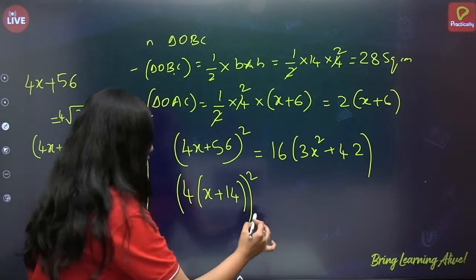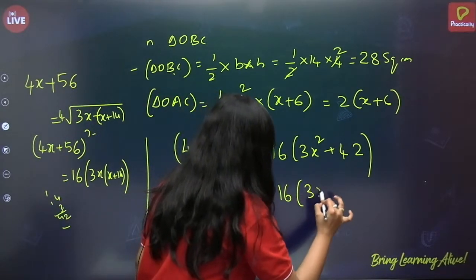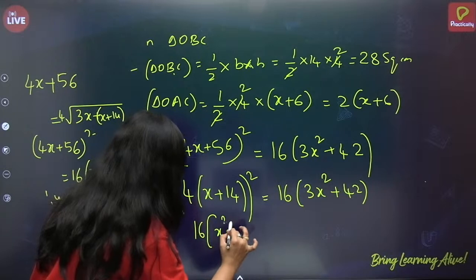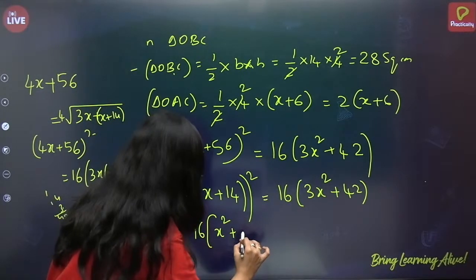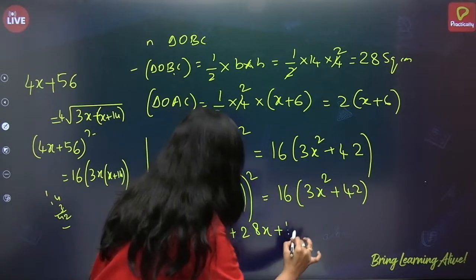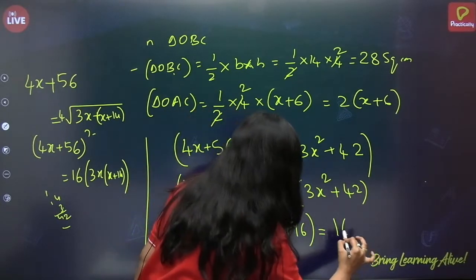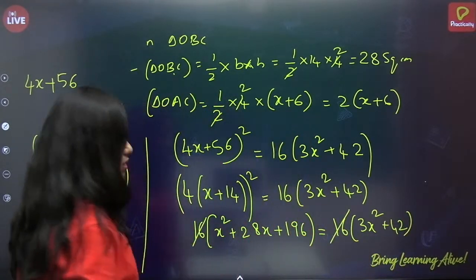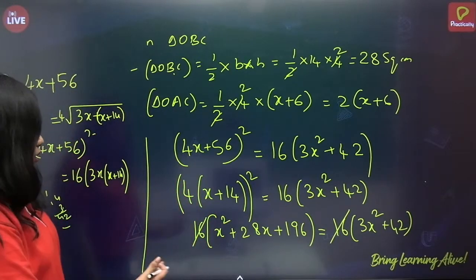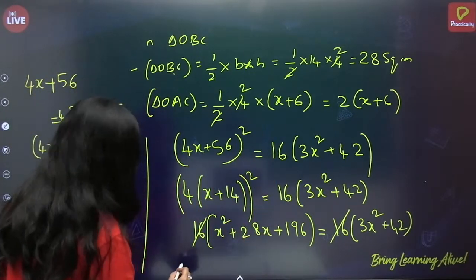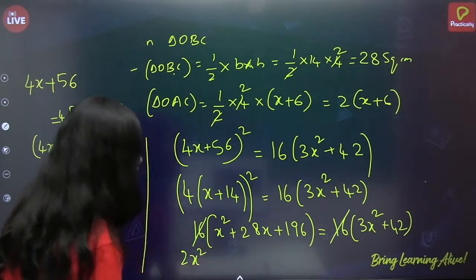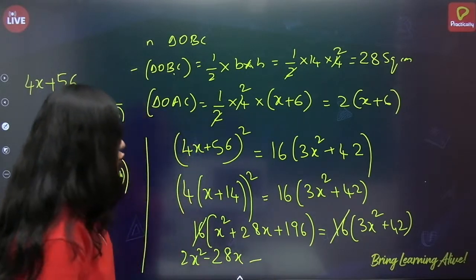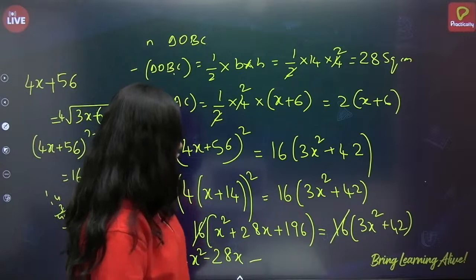So, this whole square is equal to 16 of 3x square plus 42, 16 of x square plus 2 into 14, 28x. What is 14 square? 196. That is equal to 16 of 3x square plus 42, 16, 16. Right? Alright, let us solve 3x square minus x square, 2x square minus 28x minus 42 minus 196, 154, correct?